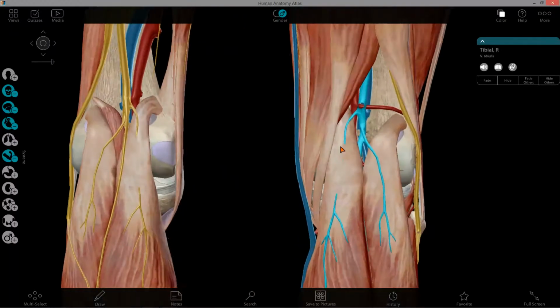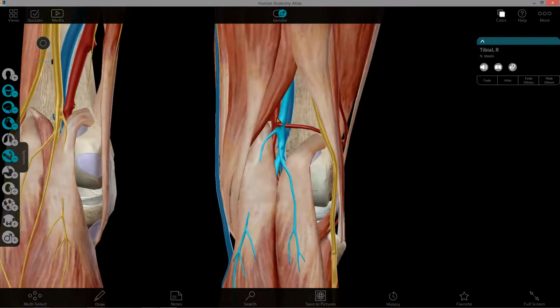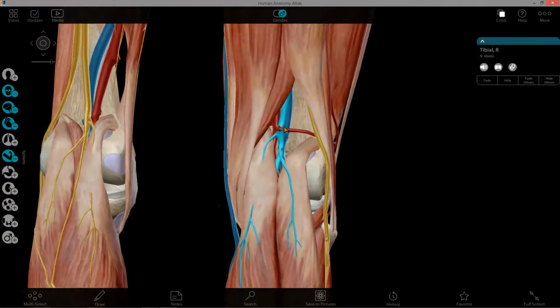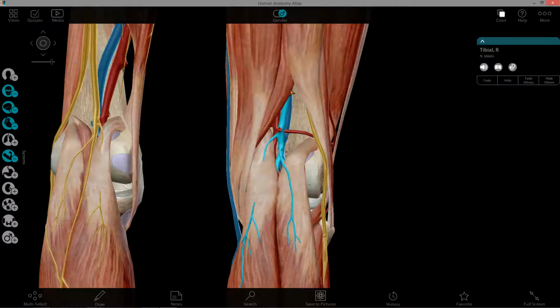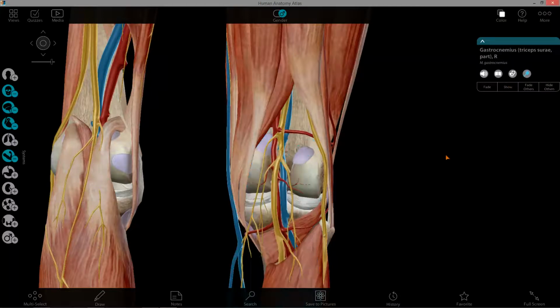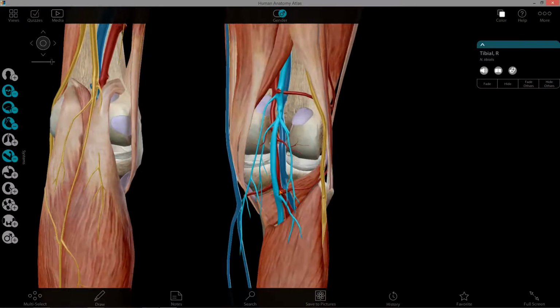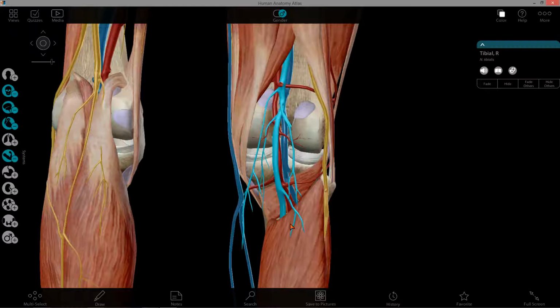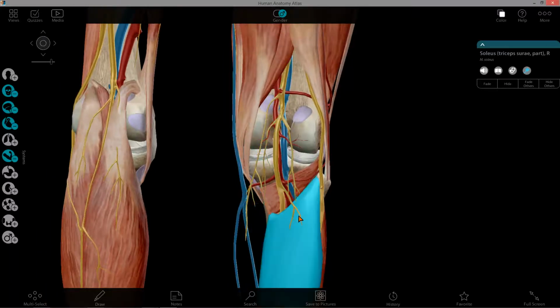Seen on the models right here, you can see that it's superficial to the popliteal artery and vein, and that it's kind of bisecting the fossa into right and left components. And as it travels inferiorly, now I'll hide the gastrocnemius, you can see that it passes deep to the tendinous arch of the soleus muscle, highlighted here, as well as deep to the heads of the gastrocnemius muscles.